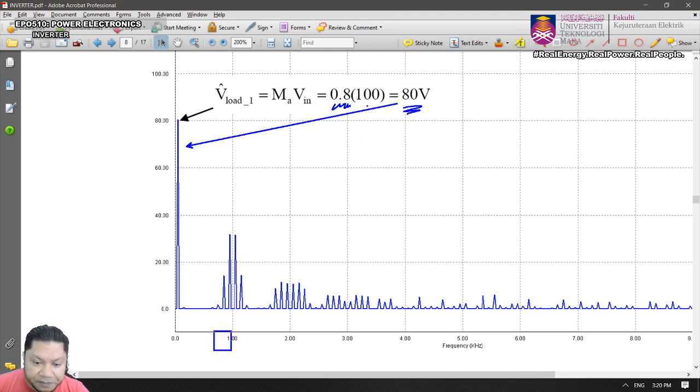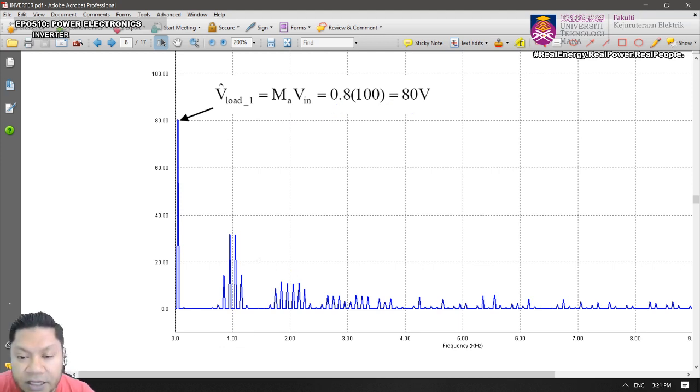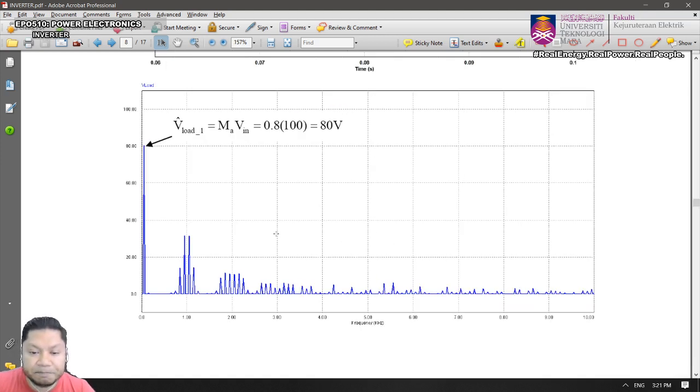So now look at the harmonics. They are located around the switching frequency and its multiples, 1, 2, 3, 4. There is no component at the switching frequency itself, it is only around the switching frequency. So this is the characteristic of the unipolar PWM.